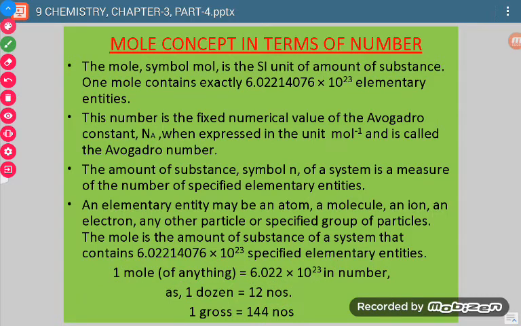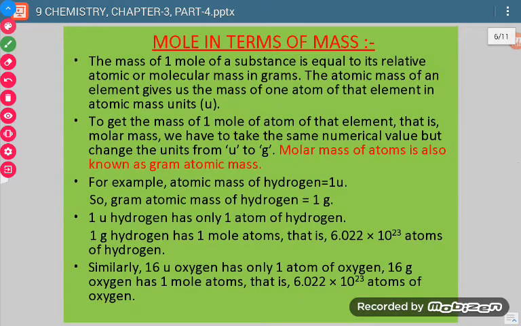Okay, those particles may be anything. If I am saying atom, then they are atoms. If I am saying molecule, then molecules, ions, or it may be anything. Okay, now when we talk about mole in terms of mass, now we are relating mole with mass. The mass of 1 mole of a substance is equal to its relative atomic or molecular mass in gram. The atomic mass of an element gives us the mass of one atom of that element in atomic mass units.